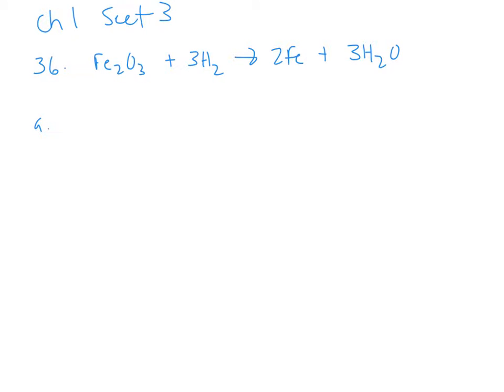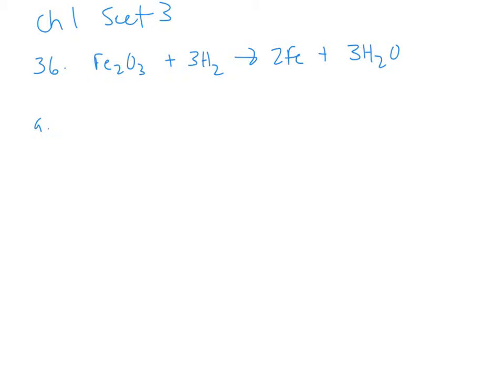Welcome. This video is going to start looking at problems that you could find in Section 3 of Chapter 1 of the Brown SL Chemistry book. So starting with question number 36, we're going to be looking at percent yield, theoretical yield, limiting reactant, all that good stuff here. So you're given the following equation in 36, and you're asked how many moles of Fe.